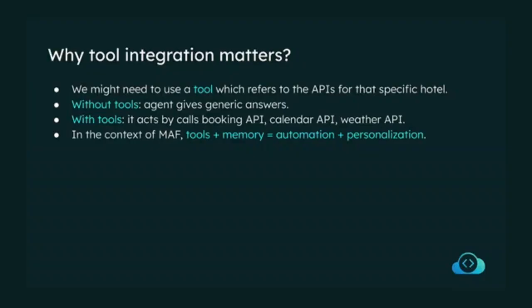So without tools, the agent gives generic answers. With tools, it acts by calling a booking API, calendar API, you name it, any API. So MAF really offers the combination of tools and memory in a way where you can experience automation and personalization at the same time. So that is the cool factor.